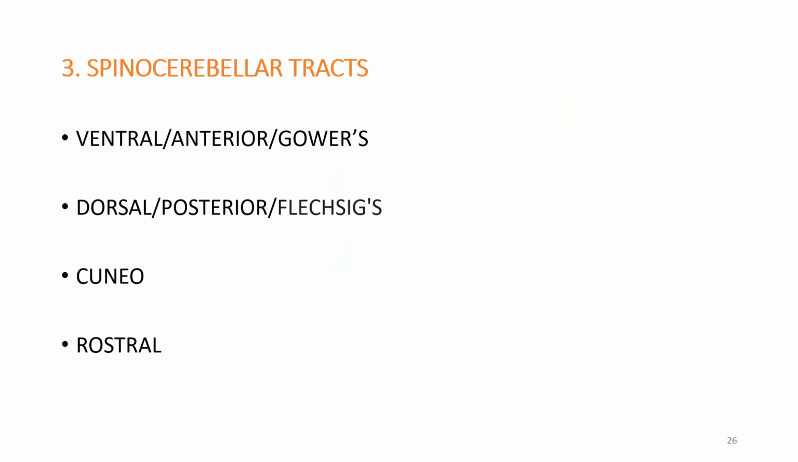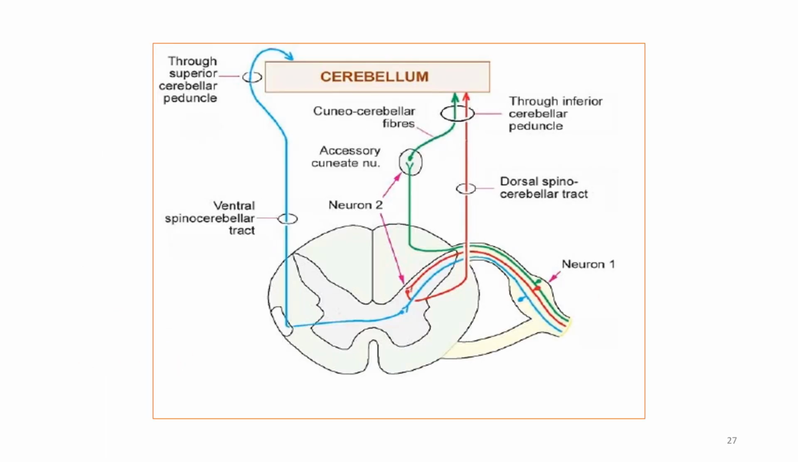Then come the spinocerebellar tracts. There are four spinocerebellar tracts: ventral or anterior or Gowers' tract, dorsal or posterior or Flechsig's tract, cuneo-cerebellar, and rostral spinocerebellar. Here you can see these tracts.